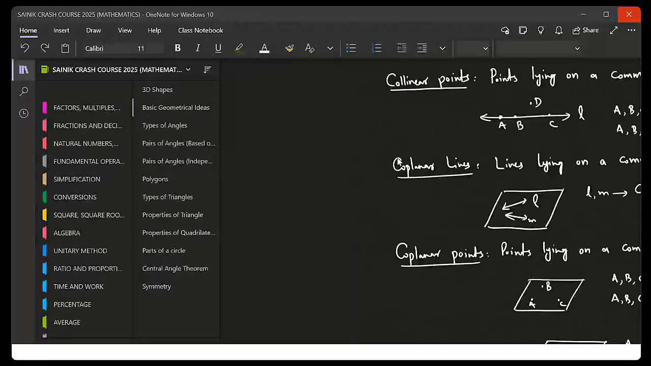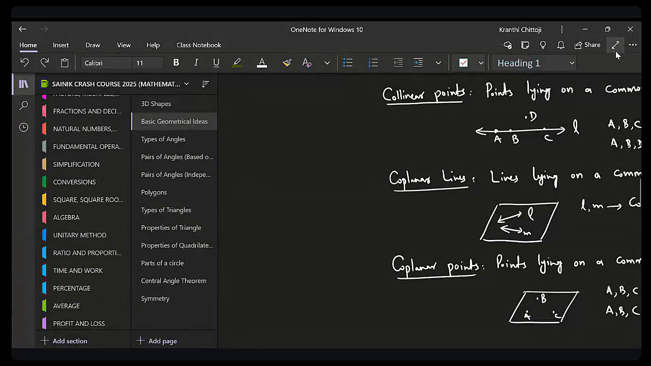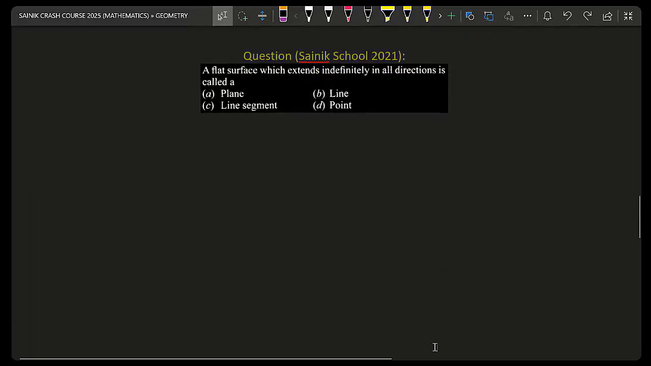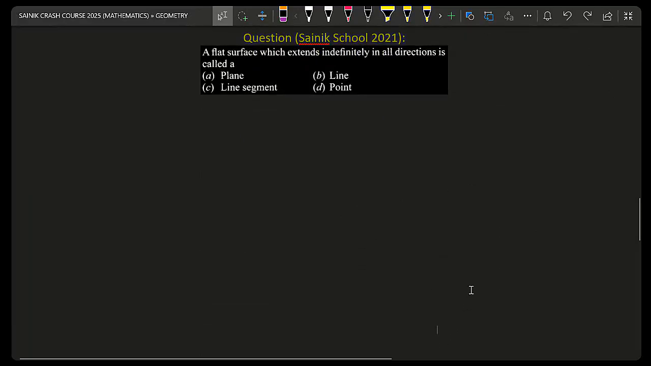After basic geometrical ideas, we have types of angles. About lines, we need to discuss some relations like intersecting lines and parallel lines. We will discuss after solving some questions. So all of you, check the next question. In the 2021 exam, we got this question. A flat surface which extends indefinitely in all directions is called dash. Simple and direct question.